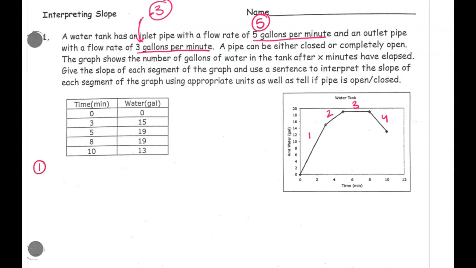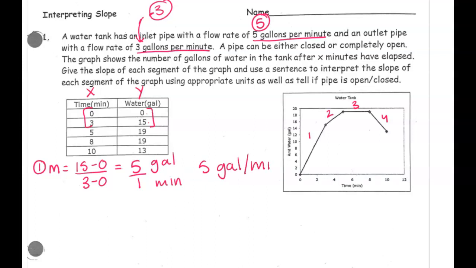So the first section is really just here. It's between 0 and 3. So our change in y, 15 minus 0, because this is x, this is y, over 3 minus 0 equals 5. And then in terms of our units, this is really just a slope, so 5 over 1. So our y's were gallons, our 1 was minutes. So this is 5 gallons per minute.